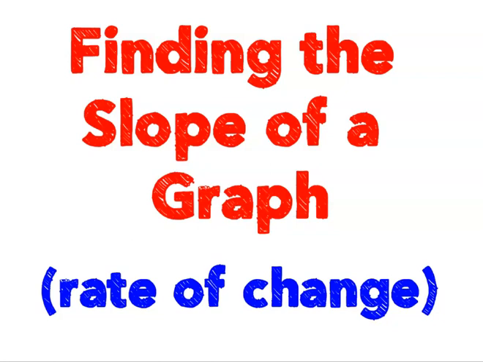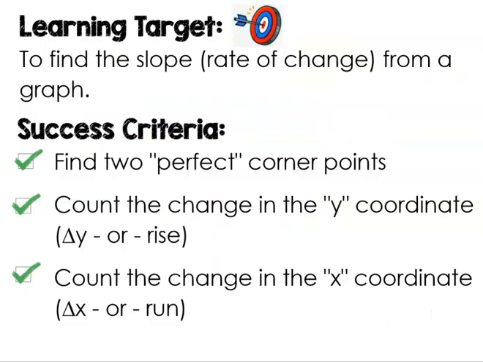In this video, you'll learn how to find the slope of a graph, or also called the rate of change. Now, in order to be successful in this lesson, to find the slope or the rate of change from a graph, you need to be able to locate what we call two perfect corner points.